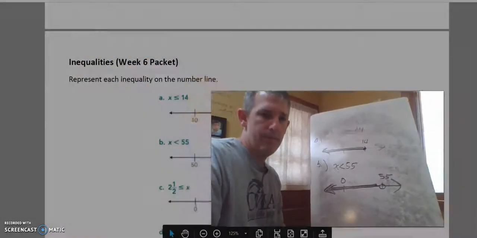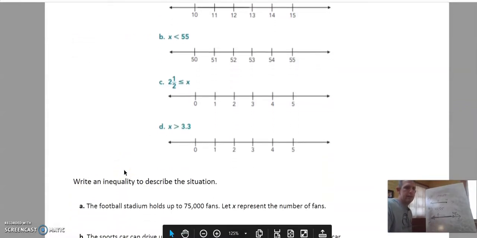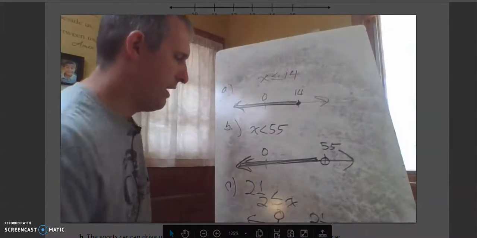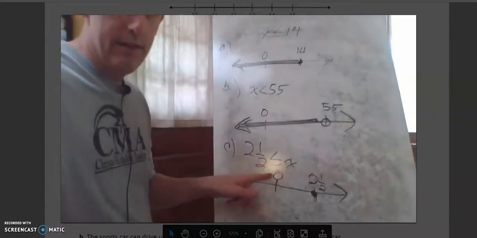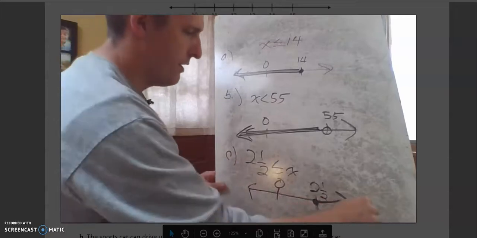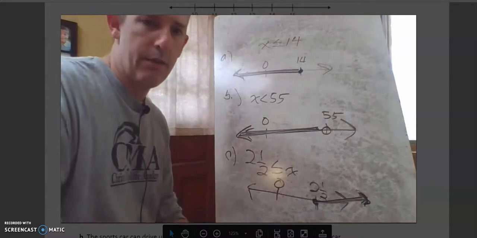All right, let's take a look at one more. Okay, 2.5 is less than or equal to x. So here is our 0, and here is 2.5. Since it can be equal to, we're going to put a dot on 2.5. But if x is greater than 2.5, the values that are greater than 2.5 are over here. So we are going to graph our arrow over here. Okay? Again, can I see how that works?